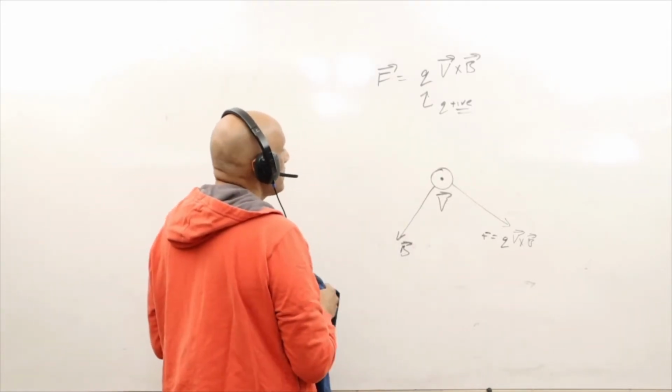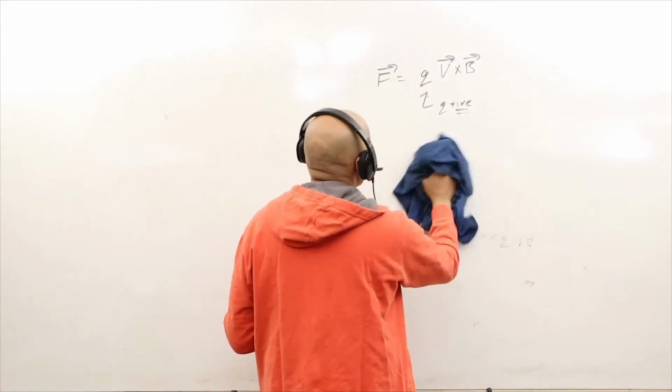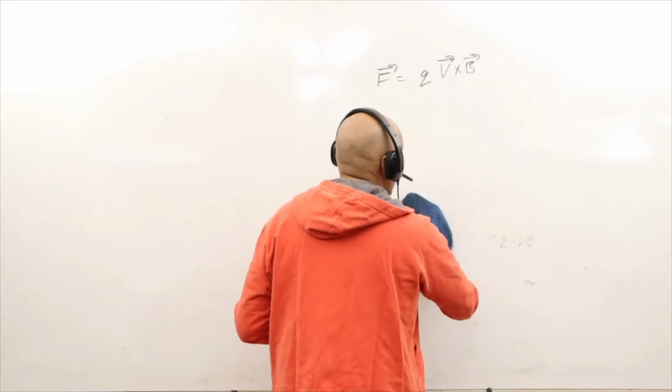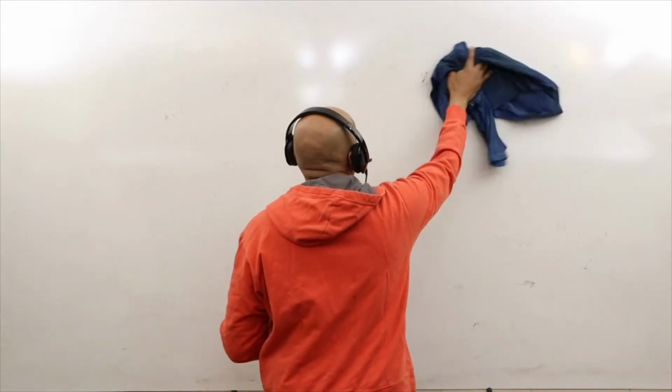Actually, let me do another example just to make sure you understand the idea of F equals QV cross B, because that's what I wanted to make sure you understood when we did cross products.